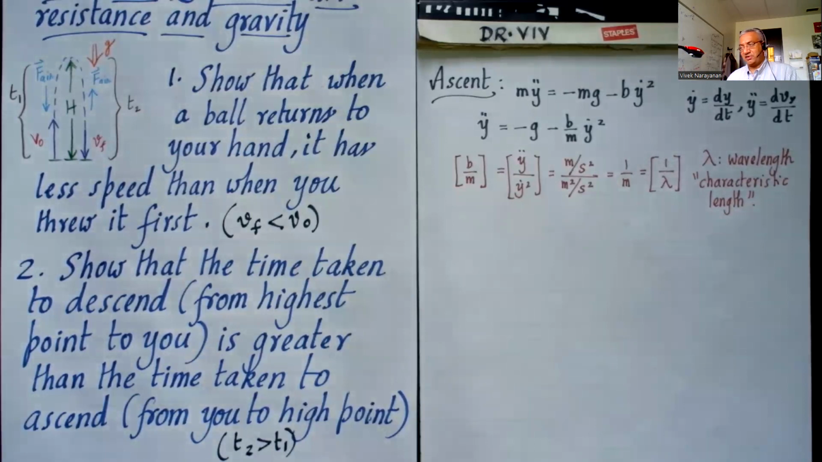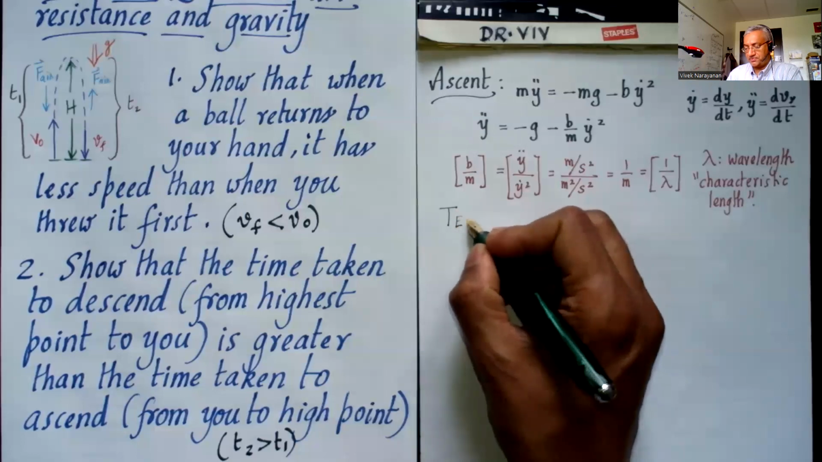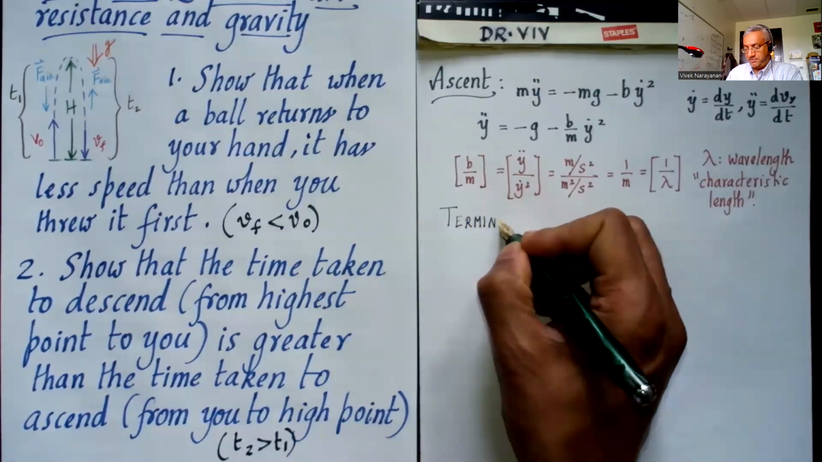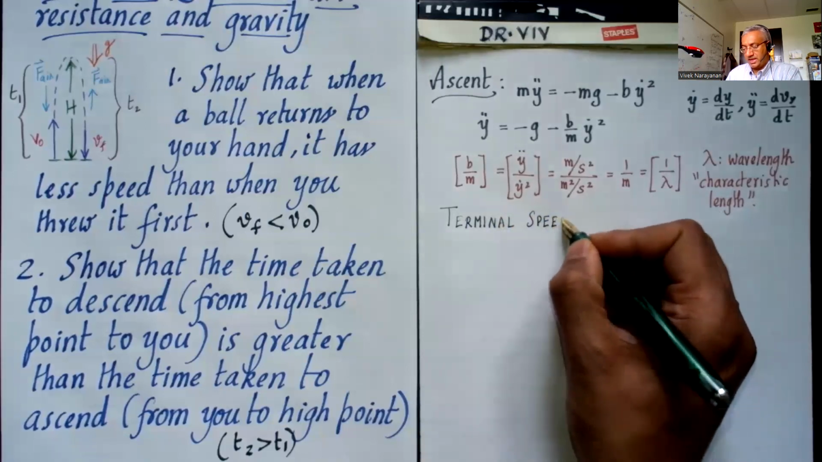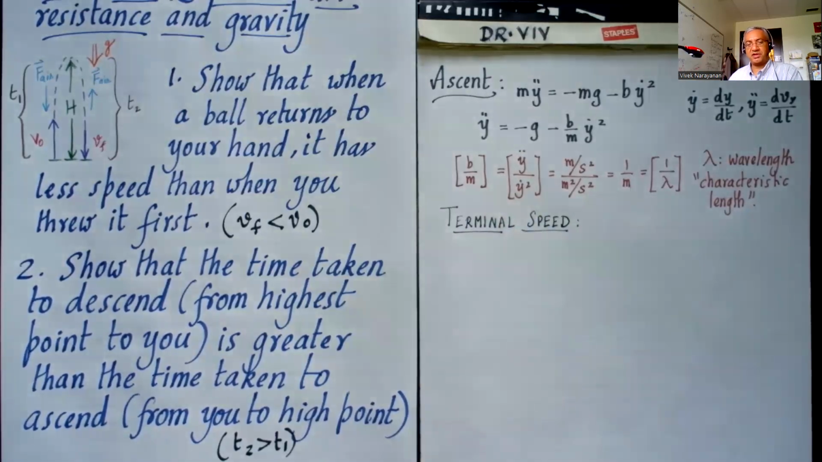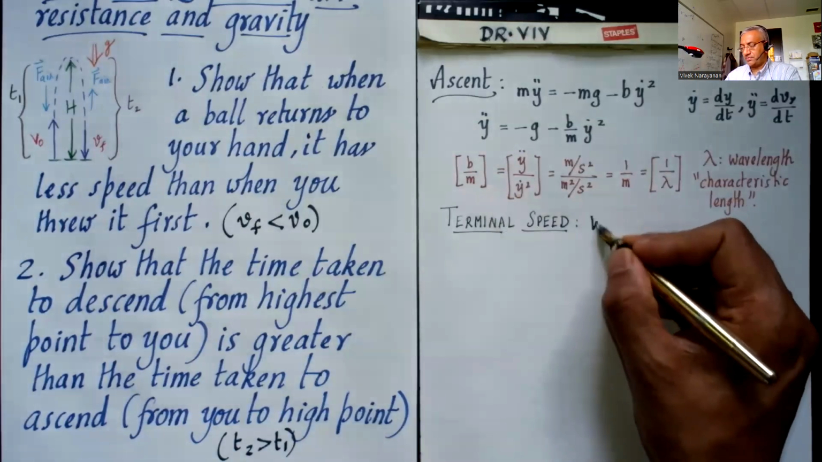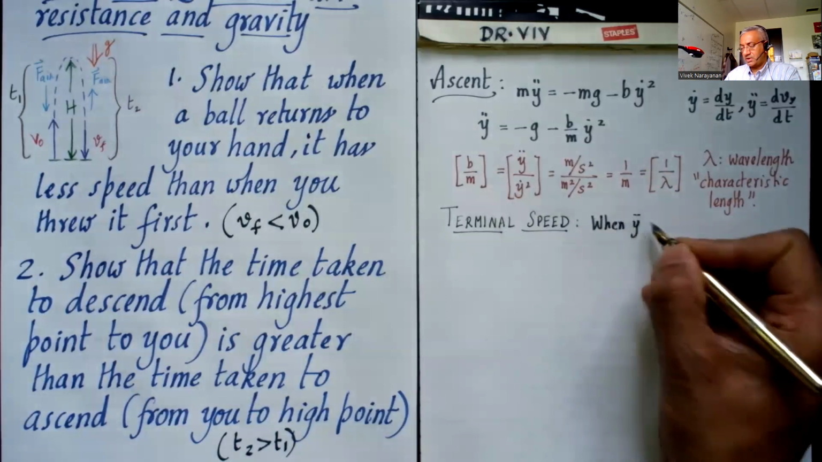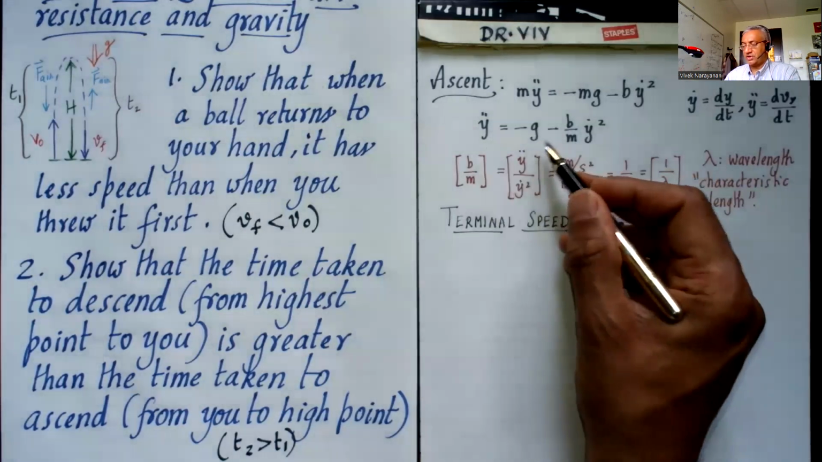Now, there is something else I would like to define, and that is the notion of the terminal speed. Now, by the way, even though I'm defining this notion of terminal speed, I'm nowhere assuming that terminal speed is reached. So don't be worried. This problem is completely general. I'm just defining this quantity. Terminal speed is said to be achieved when y double dot is 0. So when you set y double dot equal to 0, what I get is terminal speed.